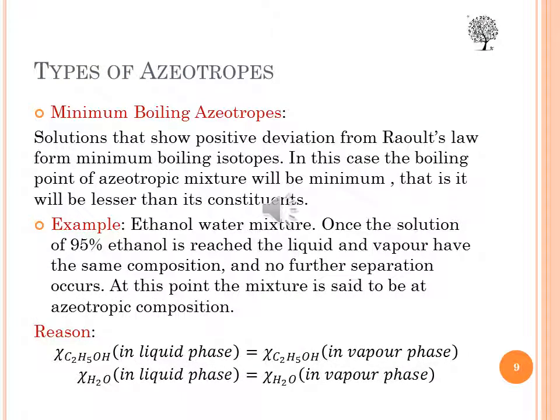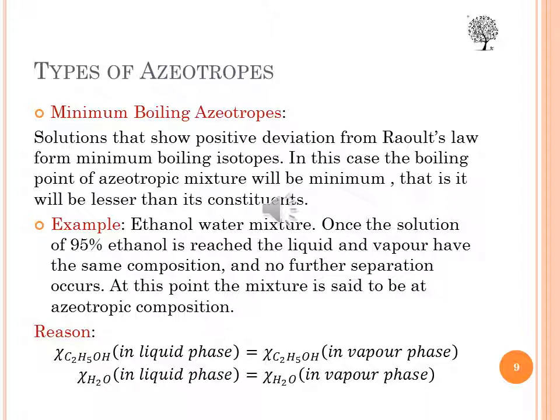Minimum boiling azeotropes are those that show positive deviation from Raoult's law. You remember how we drew the graph for this. What is an azeotropic mixture? For example, when we take an ethanol and water mixture, once you have got the 95% ethanol composition, the liquid and vapor will have the same composition. After that you cannot separate it at all. That is called the azeotropic composition.